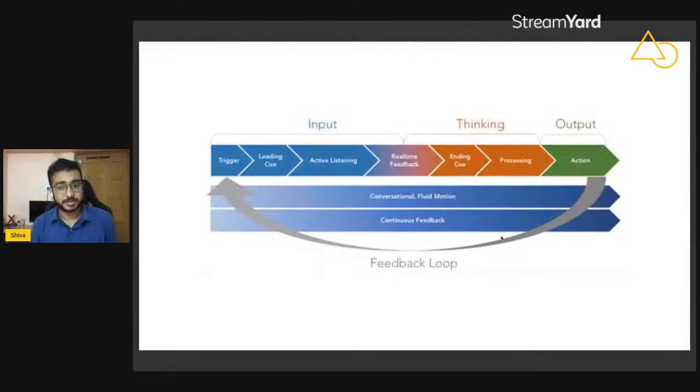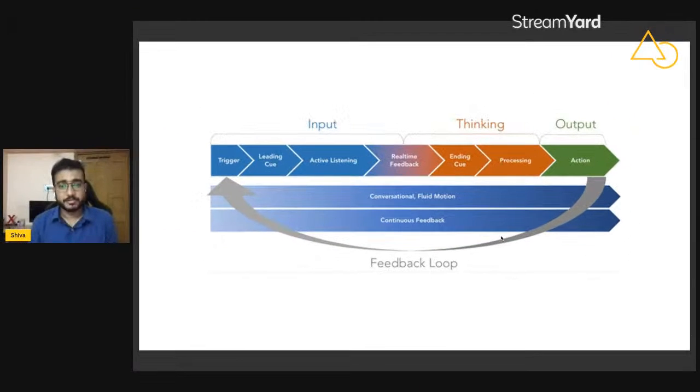And as soon as the input ends, the system starts processing the command that you gave in. Based on that command, the system gives out an action. Now, there's no perfect start and there's no perfect end. As soon as you get the output from the system, it resets back and waits for another command. So it again waits for the trigger word.